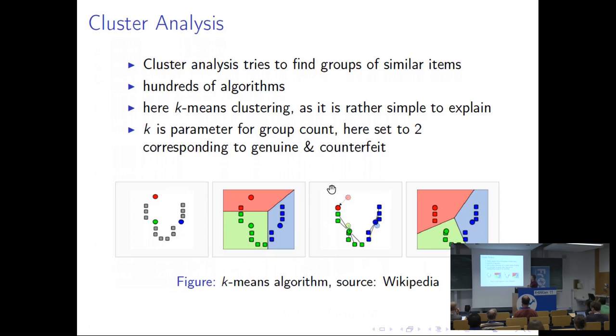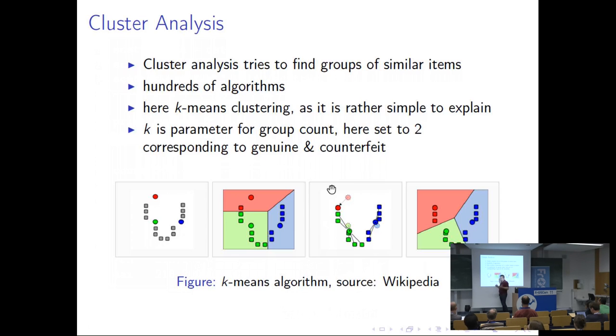K-means means I define a number k, the number of clusters which I finally want to have. And we are talking here about banknotes, genuine or counterfeit. So I would expect to get two groups, one with counterfeit banknotes, one with genuine banknotes. Okay, then the algorithm works as follows. This is here from Wikipedia for three clusters. Let me just explain it by example.